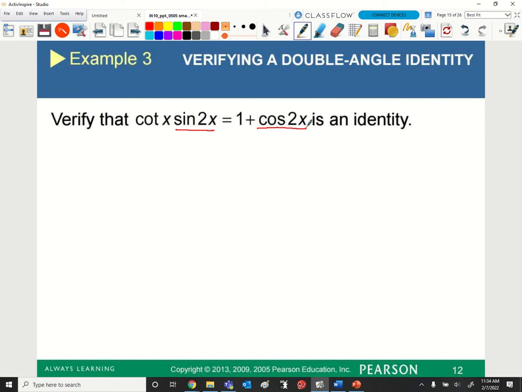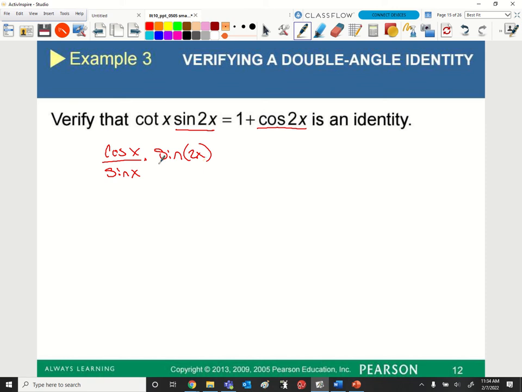So I'm going to work the left side of this first because it's the one that actually looks the easiest. So cotangent is a single angle. It's not a double angle, it's a single angle. And we know that cotangent is x over y or cosine over sine. This is cosine of x over sine of x times sine of 2x. All right, so now I need to turn that double angle into a single angle.